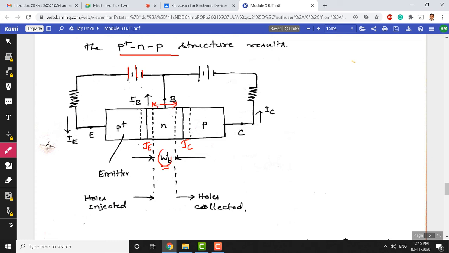So, the base width is the distance between the two depletion regions here. Since holes move from the p plus region to the n side, current flows from p plus to n. Within the reverse bias junction, current flows from n to p. Therefore, current is moving in this direction. This is the direction of current flow in this p plus np transistor.